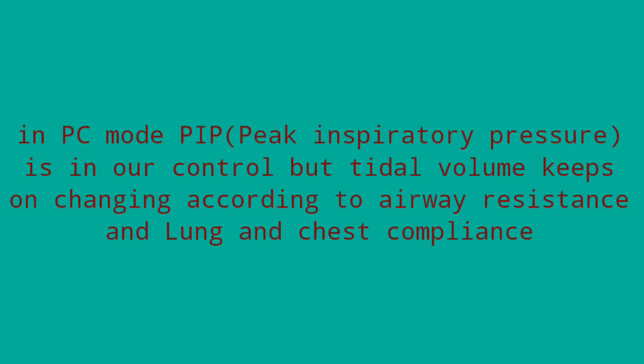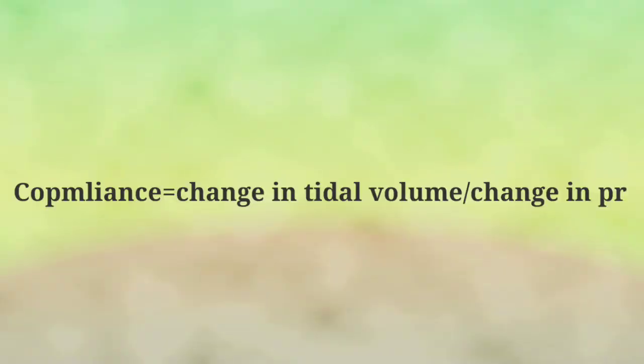In the pressure control mode of ventilation, we have control over the pressure, or peak inspiratory pressure, which is in the airway and the lungs, but the tidal volume will keep on changing according to the situation in the lungs. If the lungs are very compliant and there is no airway resistance, then even a small peak inspiratory pressure will generate a high tidal volume. But if the lungs are very non-compliant, then a higher peak inspiratory pressure of say 30 centimeters of water will only generate a tidal volume of around 250 mL per breath.